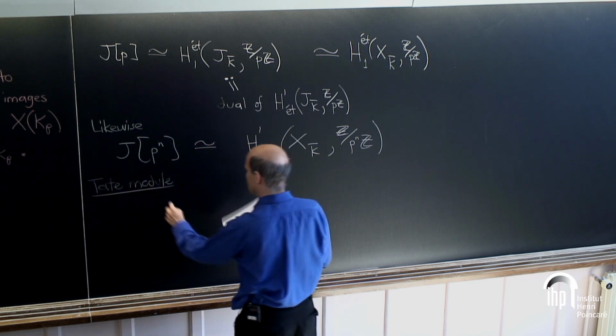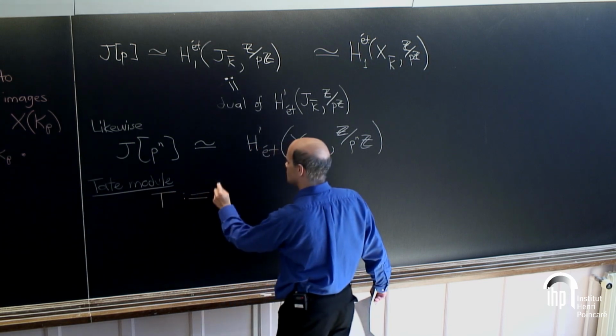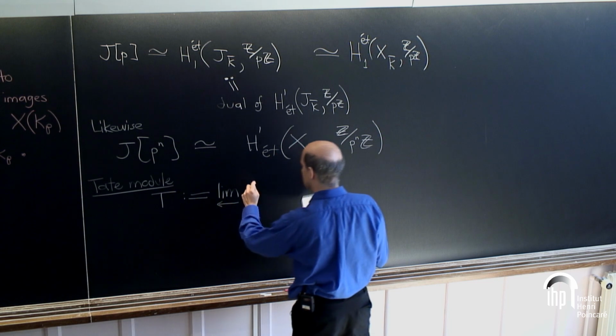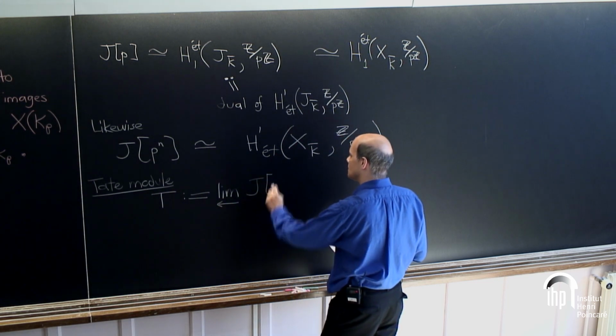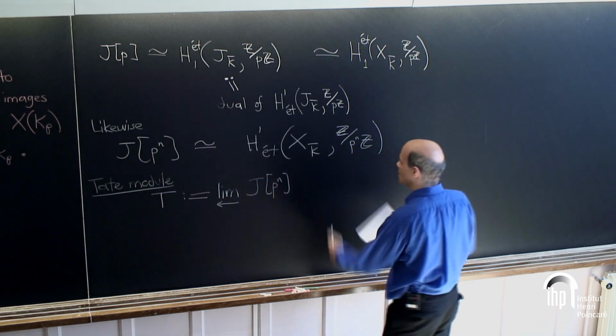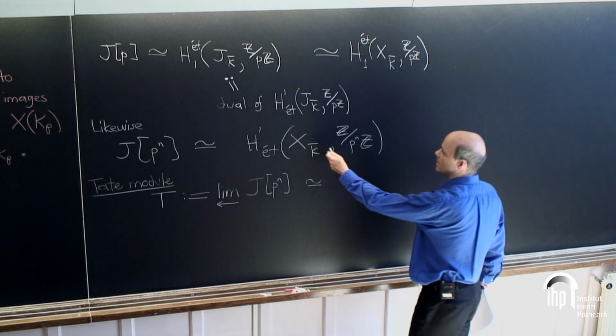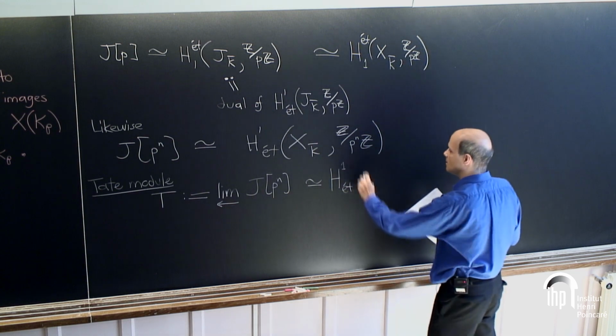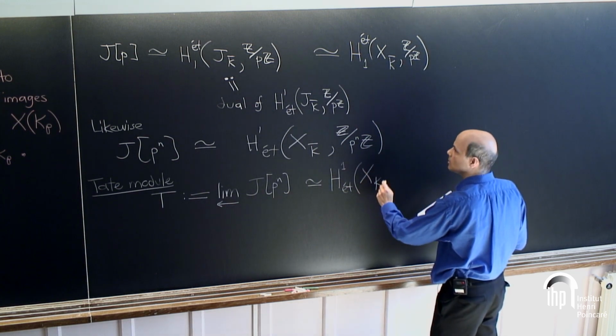So okay, maybe I'll call this T. So this is the p-adic Tate module of the Jacobian. By definition, it's the inverse limit of J[p^n] with respect to the multiplication by p maps. And you just take the same inverse limit here, and that's the definition of the homology.